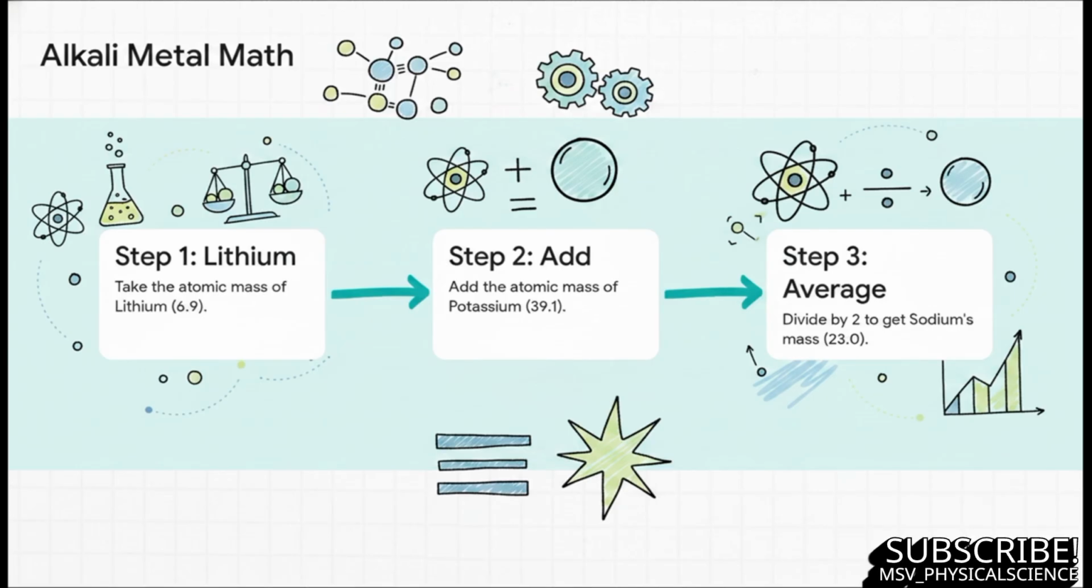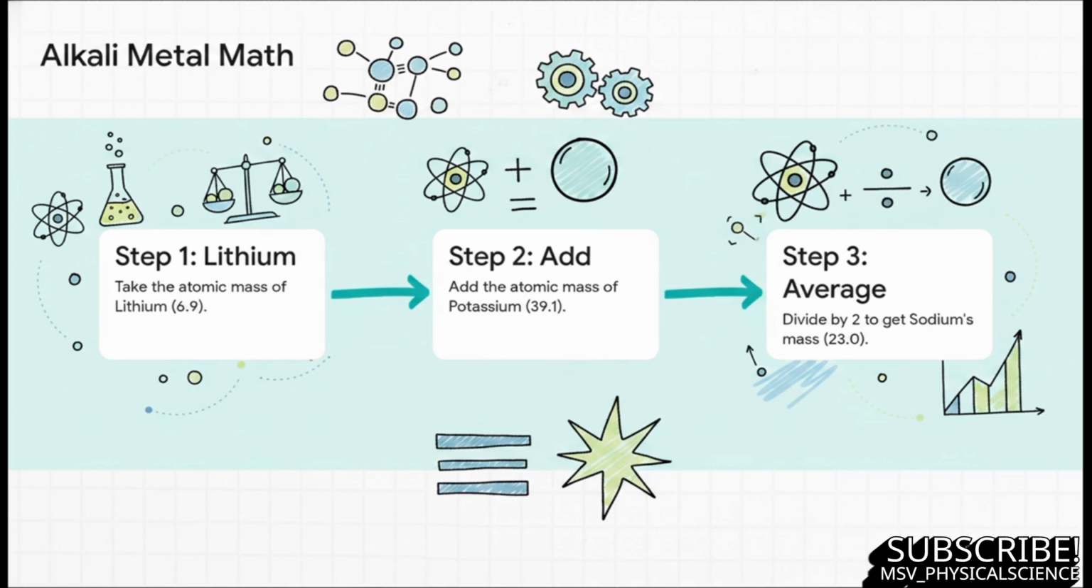Step 1. We take the atomic mass of the lightest element in our triad, which is lithium, sitting at 6.9. Step 2. We add the mass of the heaviest element in the group, potassium, which is 39.1. So if we add 6.9 and 39.1, that gives us exactly 46. Step 3. We divide that sum by 2 to find the average. 46 divided by 2 gives us 23.0.